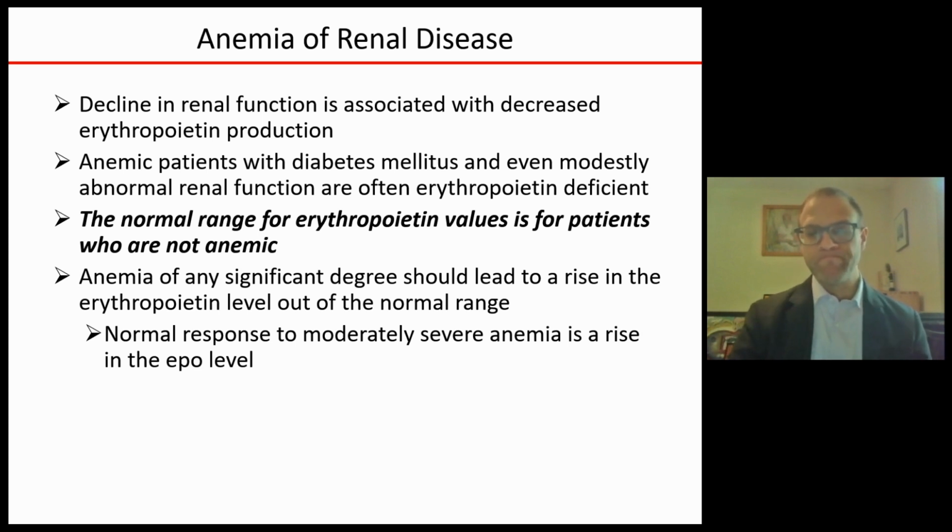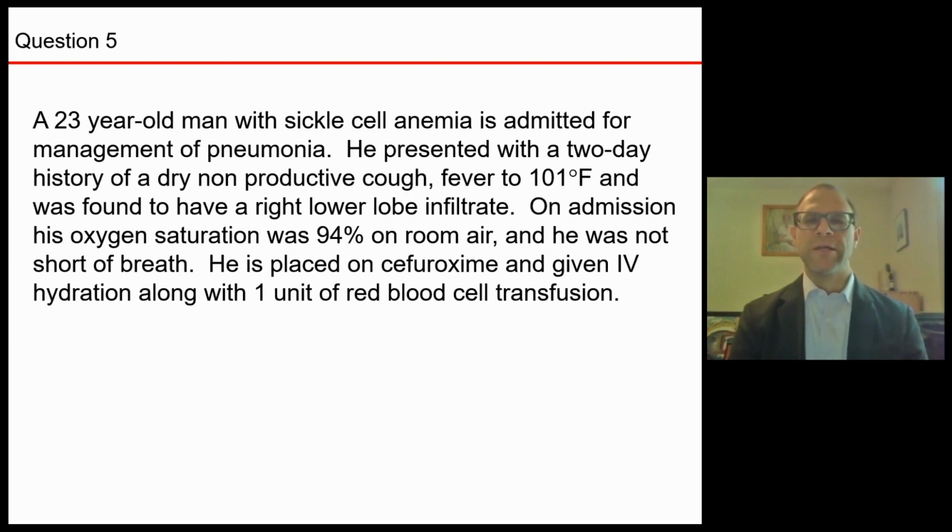The next question is a 23-year-old man with sickle cell anemia admitted for pneumonia. He had a dry cough, fever to 101, and was found to have a right lower lobe infiltrate on chest x-ray. Oxygen saturation was 94% on room air. He was not feeling short of breath and placed on antibiotics, cefuroxime, with IV hydration, and given a red cell transfusion as well.